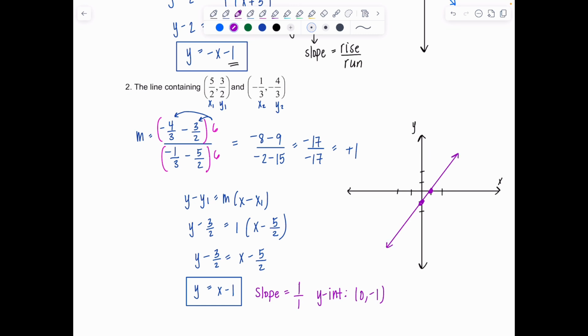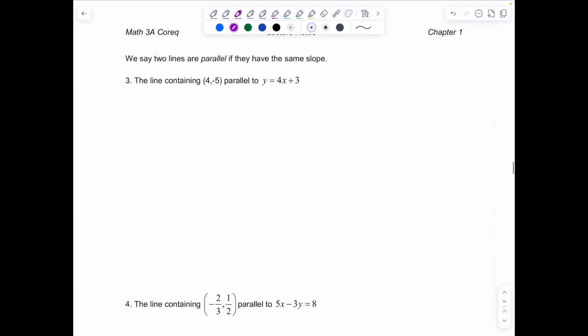2 points uniquely define a line in space. Okay? Very good. Now, a little bit of terminology. We say that 2 lines are parallel if they have the same slope. So find the equation of the line containing the point (4, negative 5), and it's parallel to y equals 4x plus 3. So let me ask you this. Can you tell me what the slope of the line y equals 4x plus 3 is? Very good. It's 4, right?